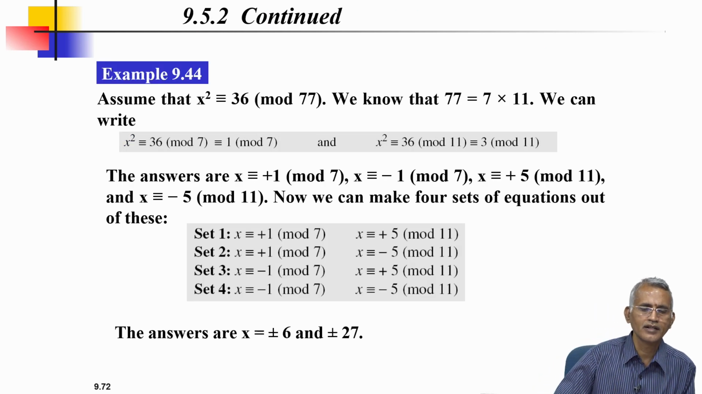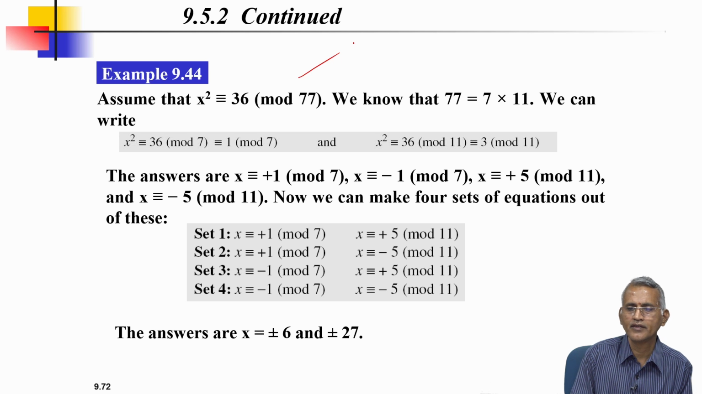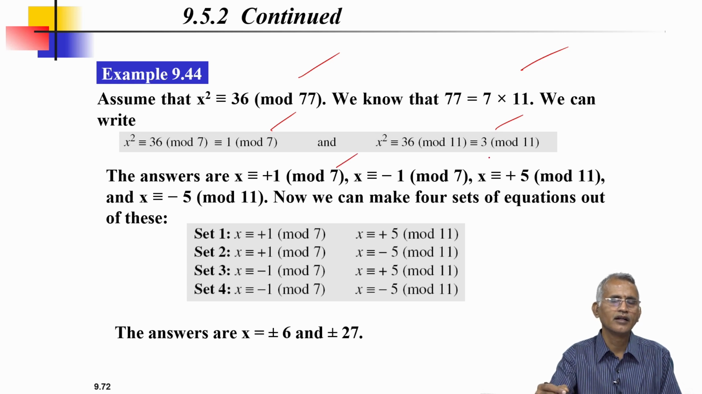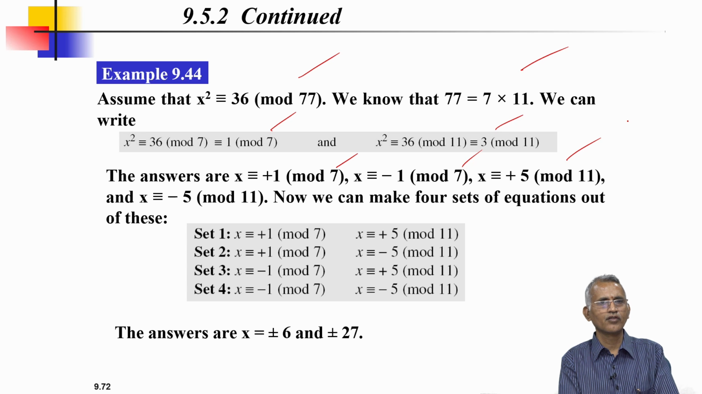Now, assume that x square is identically equal to 36 under modulo 77. So, 77 can be expressed as 7 into 11. So, we can write x square is identically equal to 36 under modulo 7, which is 1 under modulo 7, and another way, x square is identically equal to 36 under modulo 11, which is 3. Therefore, we have two possibilities for each of these. So, the answer is x identically equal to 1 modulo 7, and x identically equal to minus 1 under modulo 7, and x is identically equal to 5 under modulo 11, and x is identically equal to minus 5 under modulo 11.